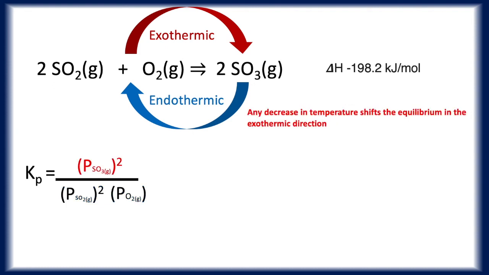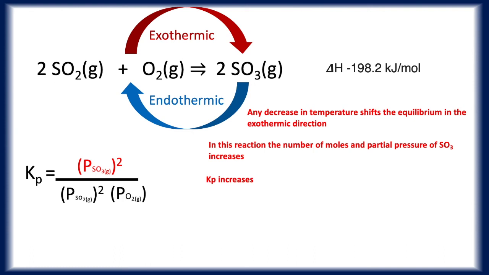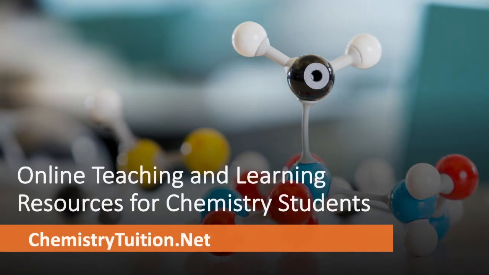So if we now decrease the temperature, that will shift the reaction in the exothermic direction, and therefore the number of moles and partial pressure of SO3 now increases, and Kp will therefore increase. So that was an explanation of how we can use the equilibrium constant to explain why Le Chatelier's principle works.